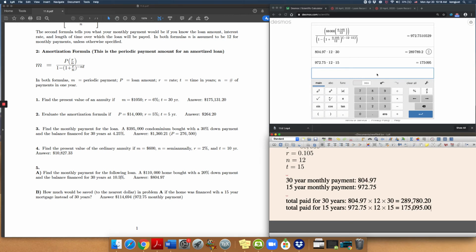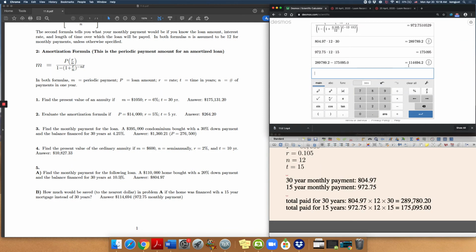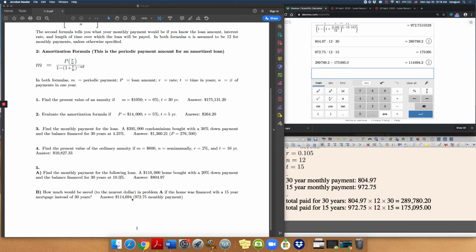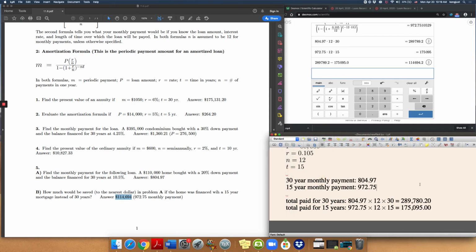Not as bad. What's the difference? 289,789.20, the first value, minus 175,095.00. And the difference is $114,694 to the nearest dollar. You throw away those 20 cents, and this is the number that you end up with: $114,694. Okay, so that's it. That's how much you save.